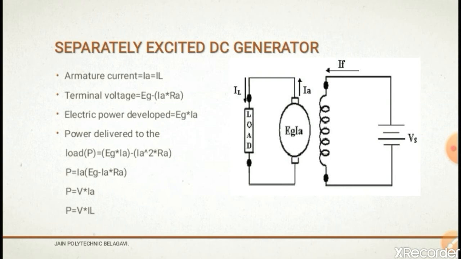So we get P equal to V into Ia, and as we know, Ia is equal to IL. So the power which is delivered to the load is given as P equal to V into IL. So that is about the separately excited DC generator.